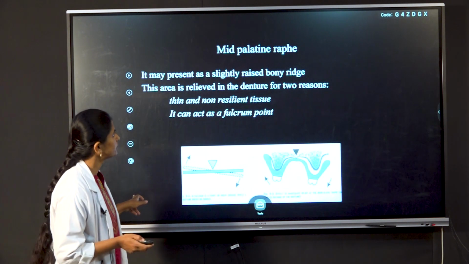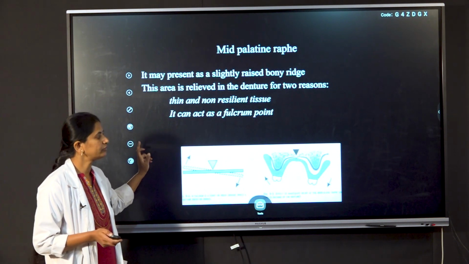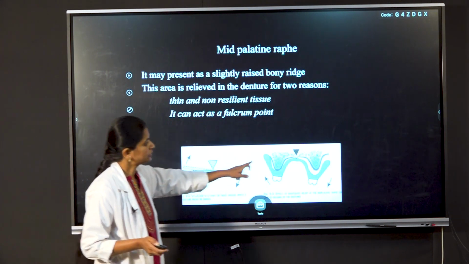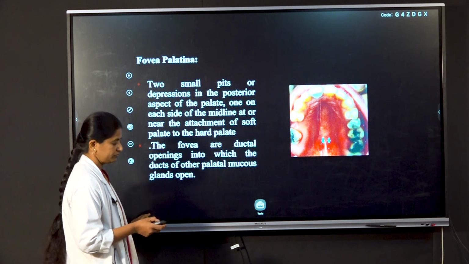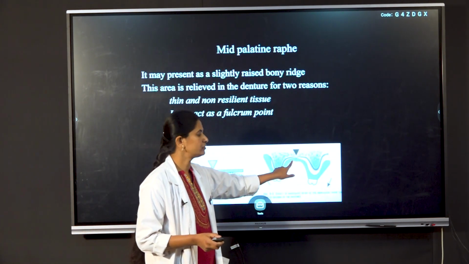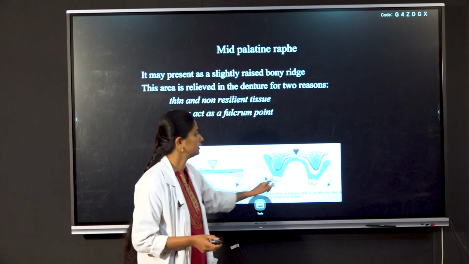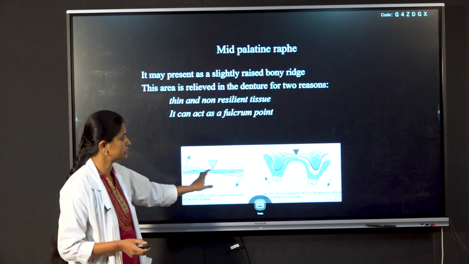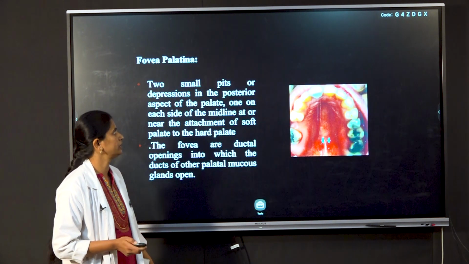And coming to the mid-palatal raphe, it is formed by the joining of the two horizontal shelves of the palate. So this is called a suture. Here the bone is very prominent and the covering mucosa is very thin. So this prominent bony elevation acts as a fulcrum point and it leads to rocking of the denture. That is why it is called a relief area.